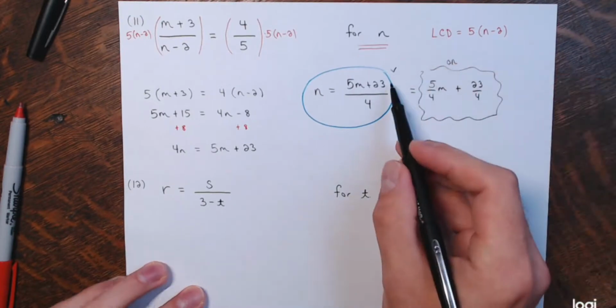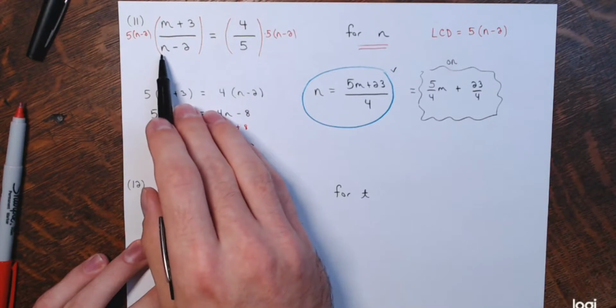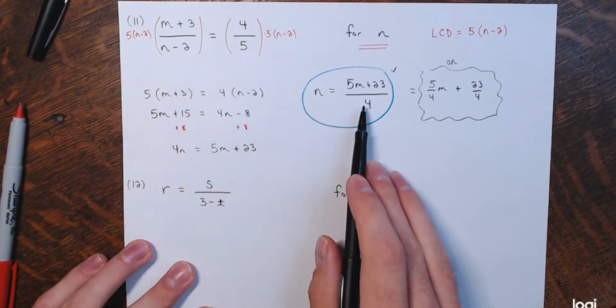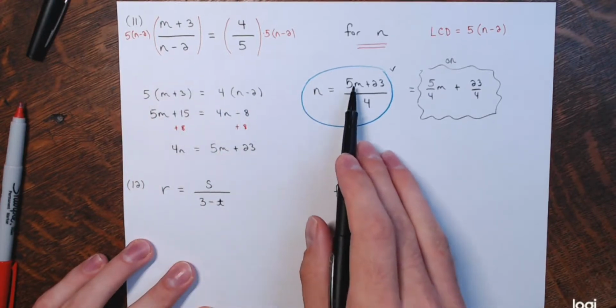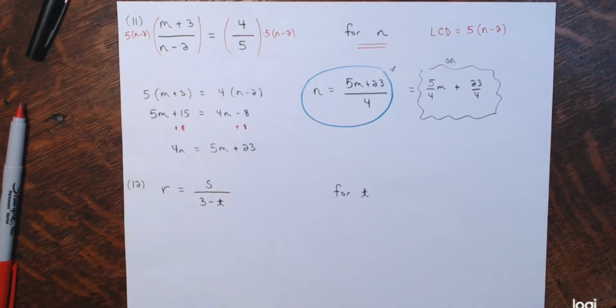Right? And again, check it. Replace n back in the original expression with this expression, the 5m plus 23 over 4, and simplify both sides and see, is the left side the same as the right side? What do you get? 4/5 equals 4/5, and you should.